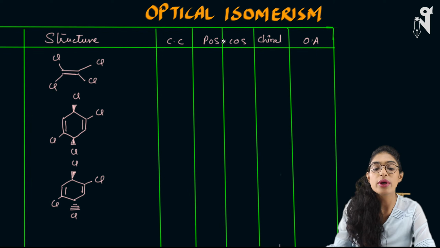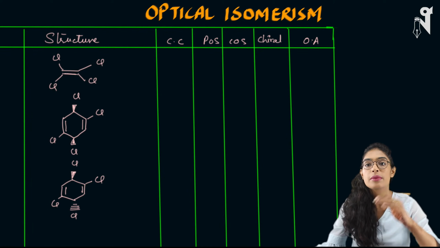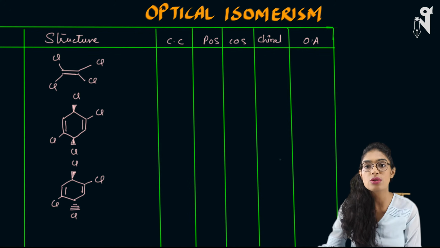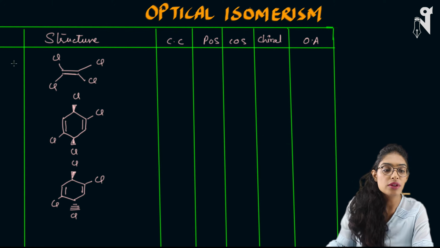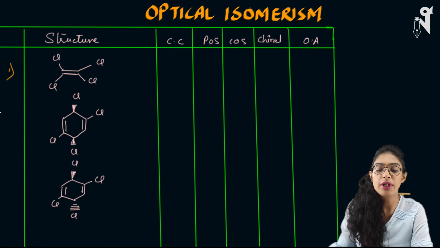So I have written some questions over here. You guys pause the video, try these questions on your own, and then I'll discuss the answers. Okay, so let's begin with the first question now. We have to figure out whether the chiral centers are present or not. So chiral centers are not present because two same groups are present on each carbon.